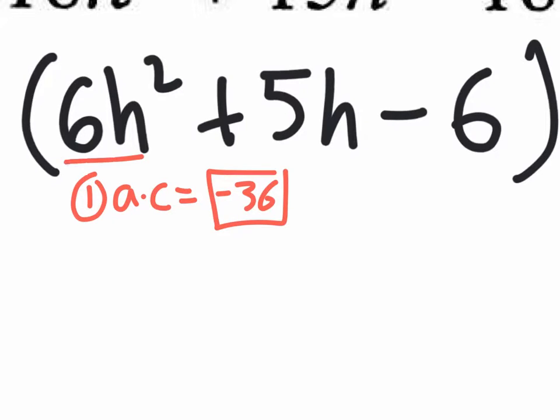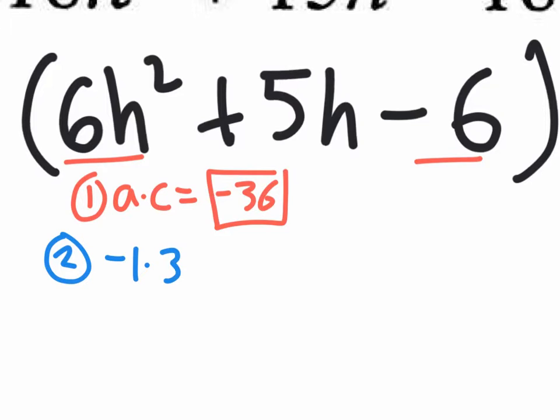Because we have a positive 6 times a negative 6 is negative 36. Step 2 is to make a list of numbers that give you negative 36 when you multiply, but when you combine, you ultimately want a plus 5. So let me make a list of numbers of negative 36.